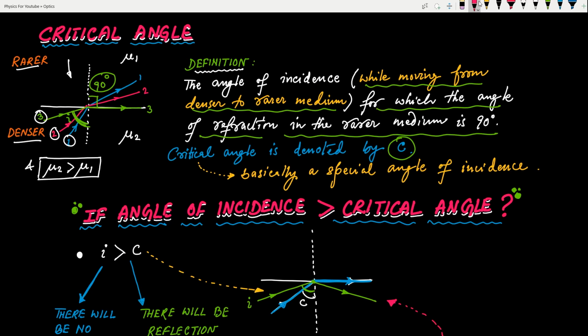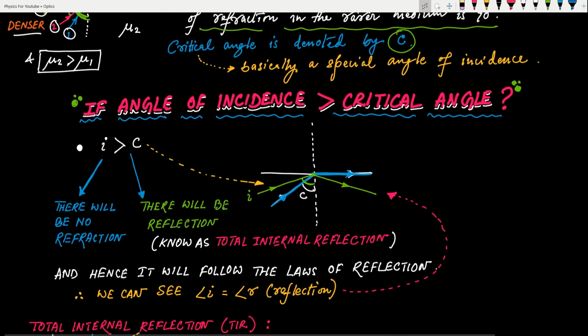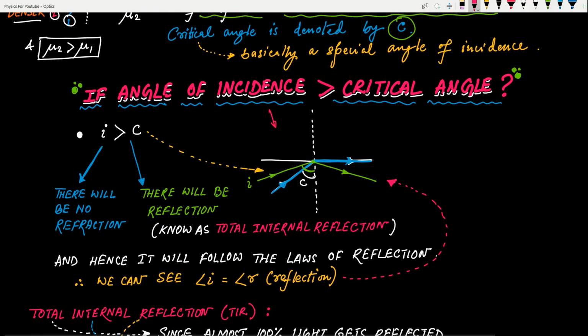So if the angle of incidence is greater than the critical angle, what will happen? Let's look into that. If you look into this diagram, we can see that this blue color is the angle of incidence for which the angle of refraction is 90 degrees, isn't it? Therefore this angle of incidence is known as the critical angle from the definition, isn't it?